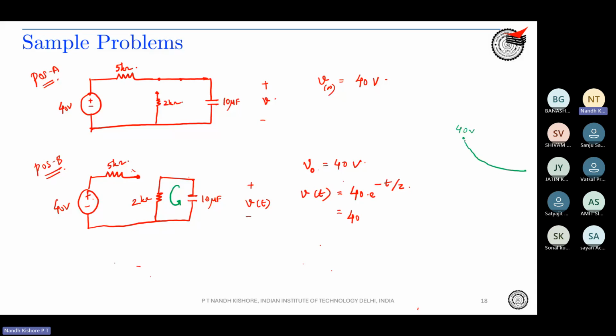So 40 into e power minus t by what is tau? Tau is equal to 10 micro into 2k, 0.02 seconds. Okay, correct. So 1 by 0.02 is 50, and V of t is 40 into e power minus 50 t volts. Right? This is how the voltage will be decreasing. Are you understanding this, everyone? How I am directly writing this?